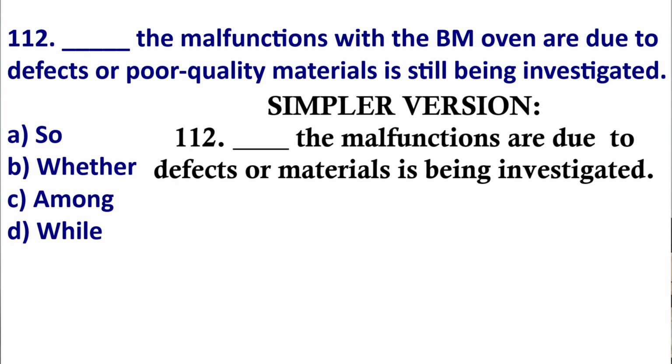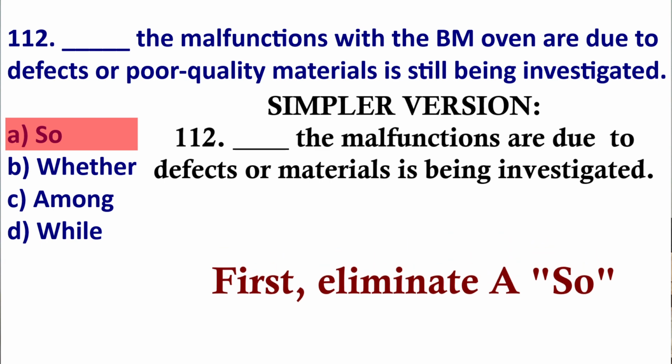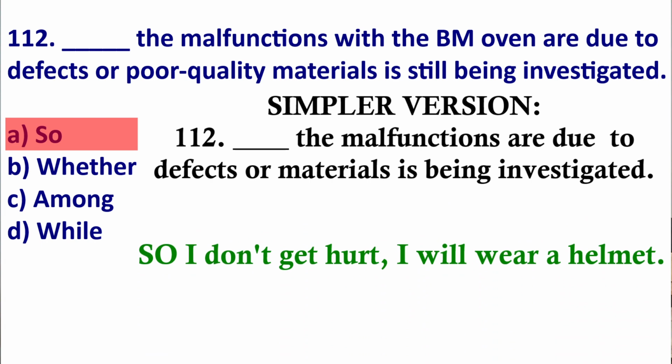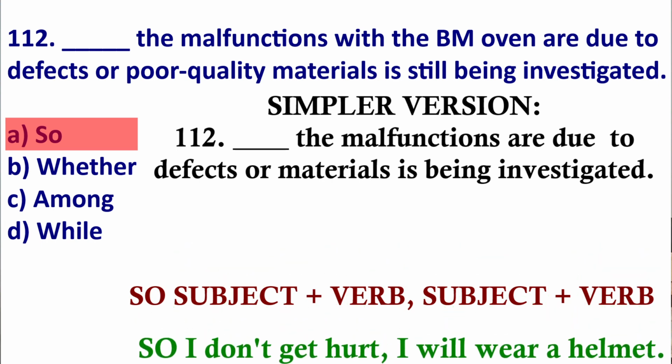As you can see, we are going to start eliminating. First, eliminate so. If you start a sentence with so, and so is not an adverb, you need two clauses. Let's look at an example. So I don't get hurt, I will wear a helmet. Now this equals, I will wear a helmet so I don't get hurt. Notice we have two clauses, subject, verb, subject, verb.